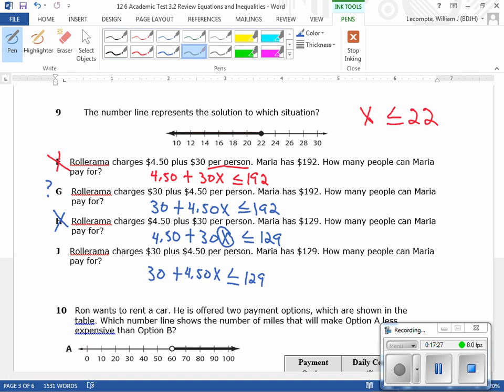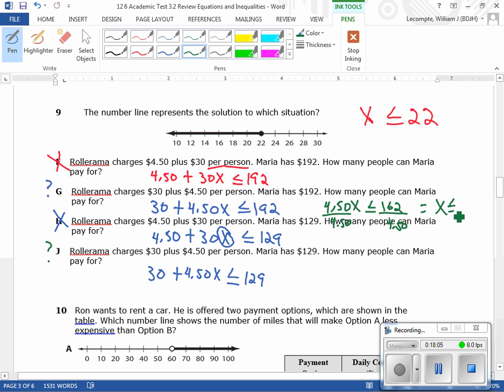All right, so G, I'm going to subtract 30 from both sides. So I get 450 is less than or equal to 162. And that's X, right? So 4.5X. Now if I divide both sides by 4.5, I get X is less than or equal to 36. So that's definitely not the answer.